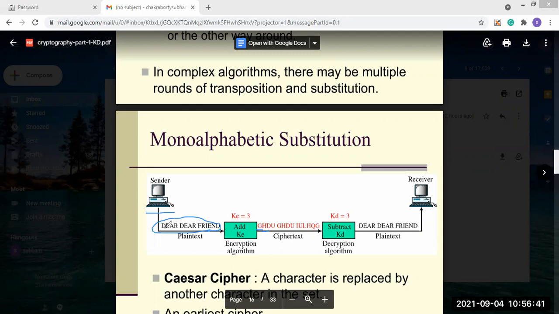Now, D: after D, the third position is E, F, G, so it becomes G. For E, if we see the third position, E, F, G, H, so it becomes H.